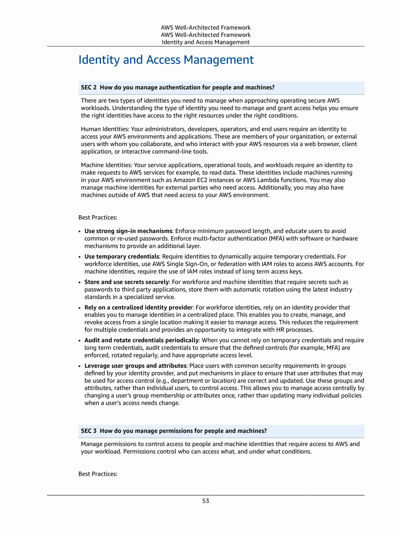Machine identities, your service applications, operational tools, and workloads, require an identity to make requests to AWS services, for example, to read data. These identities include machines running in your AWS environment such as Amazon EC2 instances or AWS Lambda functions. You may also manage machine identities for external parties who need access. Additionally, you may also have machines outside of AWS that need access to your AWS environment.